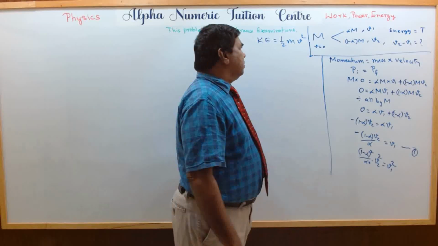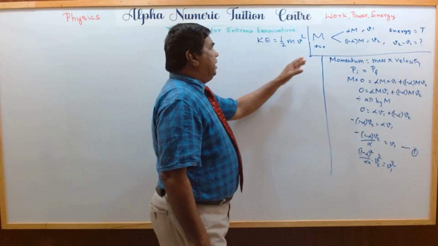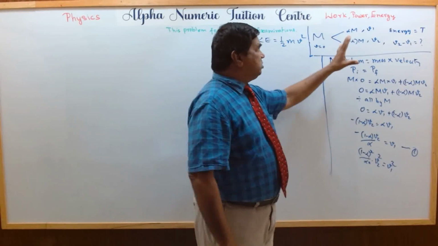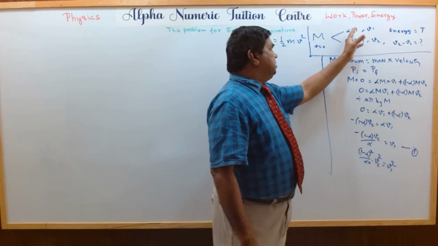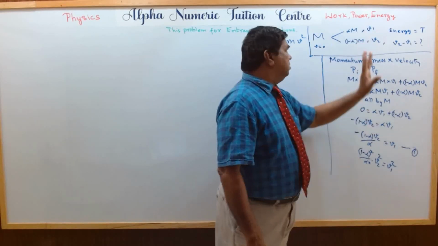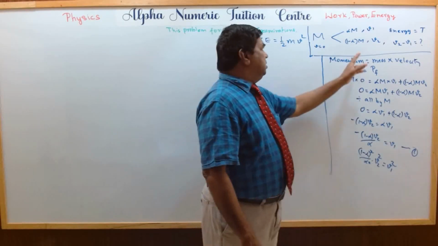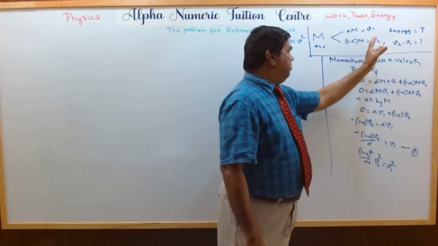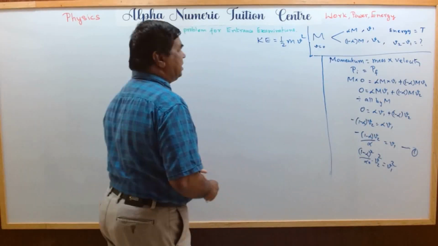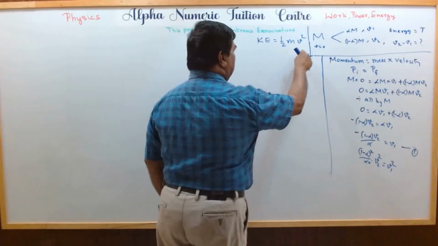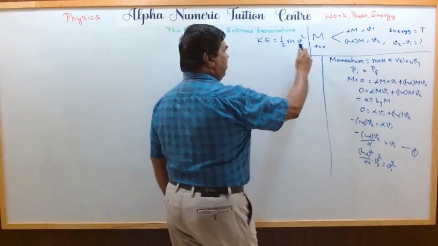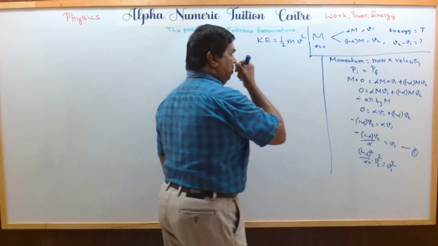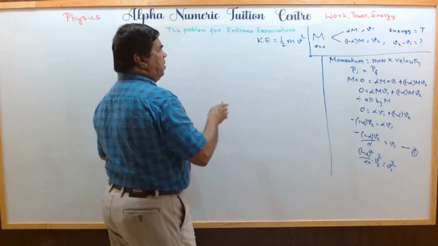Now we will discuss the energy. The energy released by the explosion is kinetic energy: kinetic energy with the mass alpha M and velocity v1, and the mass 1 minus alpha M with velocity v2. The general form for kinetic energy is half m v squared.